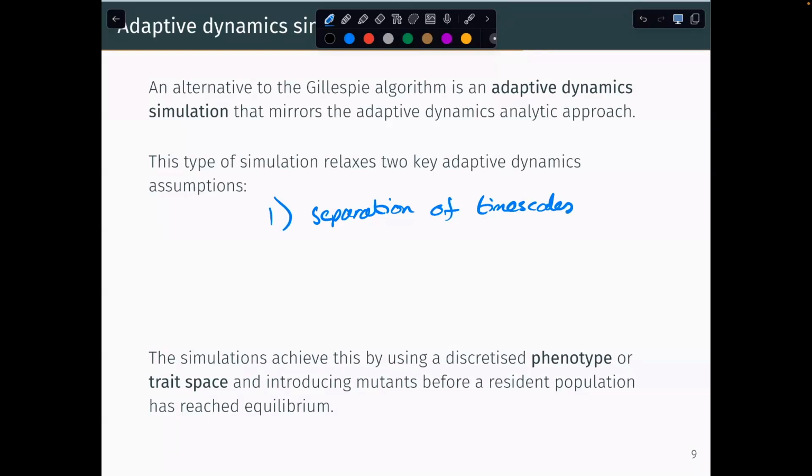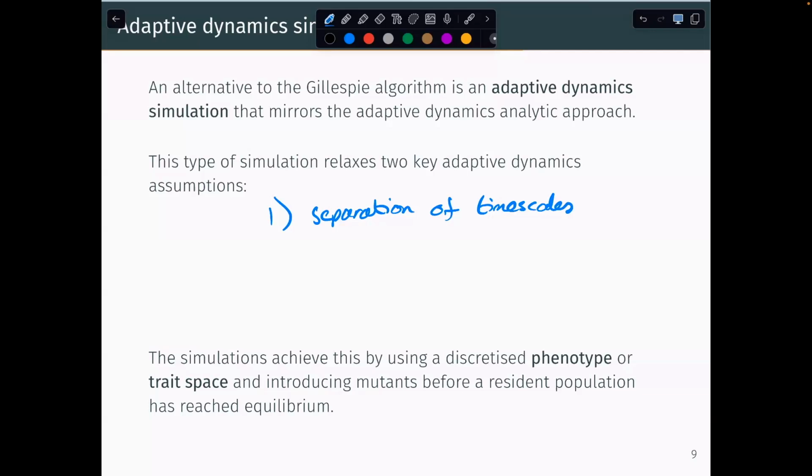Now, when we're simulating these things, we can't actually let time go to infinity. We could let it approach that equilibrium, or we could just introduce mutations at a higher rate. If we introduce mutations at a higher rate, we're essentially testing whether our assumption of separation of timescales changes our result. So it's a good way of checking whether this analytical approximation that we make for mathematical convenience has any impact on the results. If it does, that's a problem, right? And we should know about it.